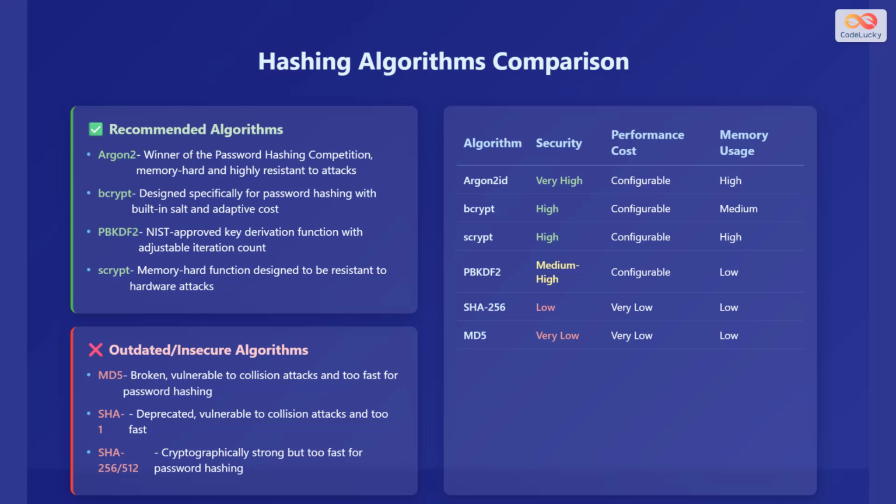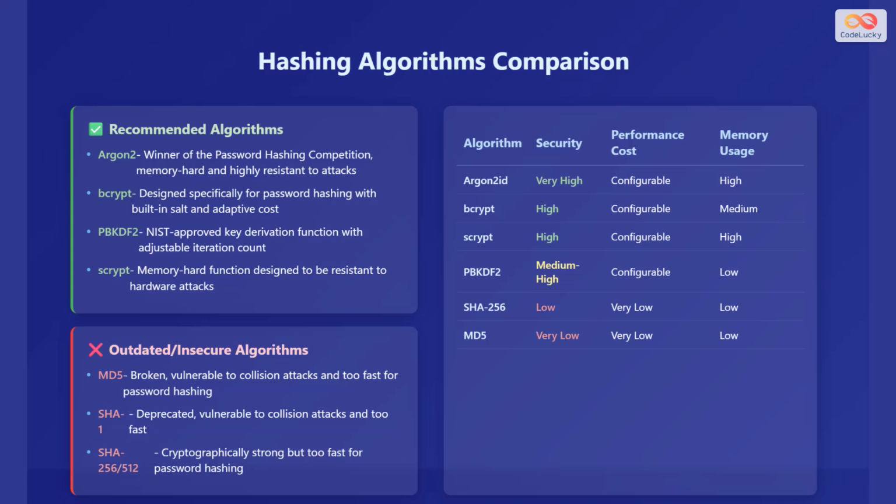Now let's compare different hashing algorithms. On the left, we have recommended algorithms like Argon2, bcrypt, PBKDF2, and scrypt. Argon2 is a winner of the Password Hashing Competition, which makes it highly resistant to attacks. bcrypt is designed specifically for password hashing with built-in salt and adaptive cost. PBKDF2 is a National Institute of Standards and Technology, NIST, approved key derivation function with adjustable iteration count. scrypt is a memory hard function designed to be resistant to hardware attacks.